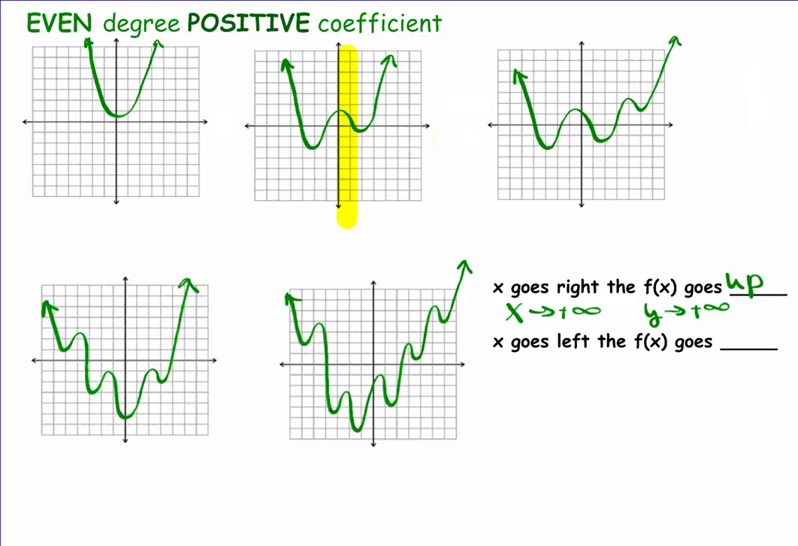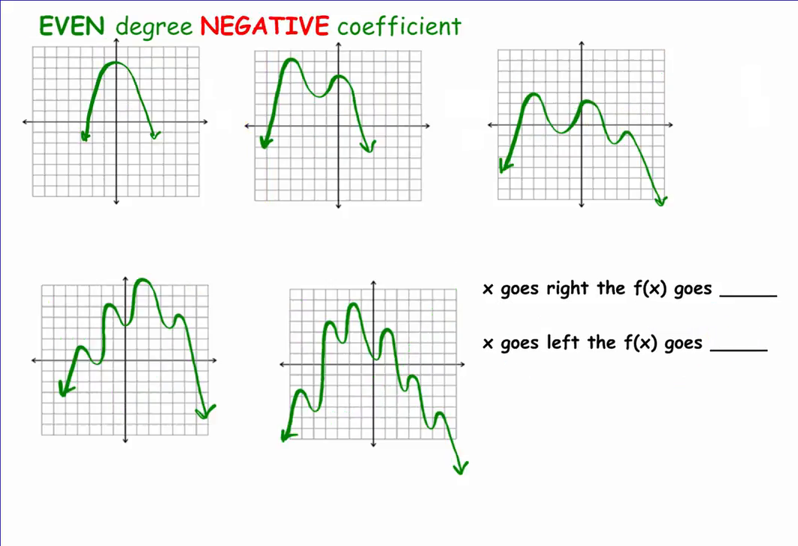And as I go traveling to the left, what's going to happen? My picture is going to go, x goes left, f of x goes up again. So if I have an even degree positive coefficient function, I know what it's going to do way out there beyond the picture of the graph. Beyond where we can graph, we can predict what my graph is doing out there. I may not know the numbers, but I can predict. Remember, that's what graphing is all about, predicting the future.